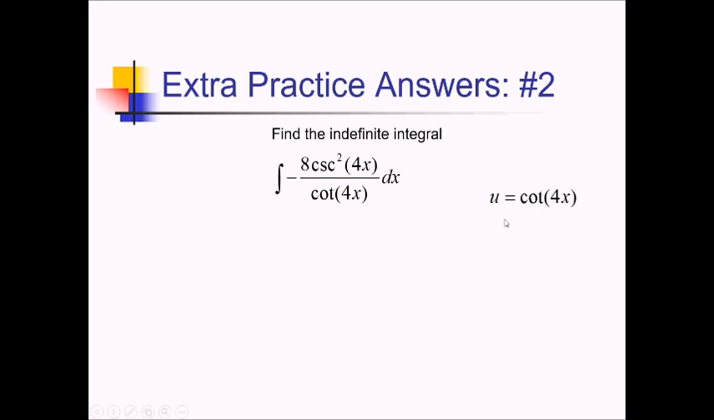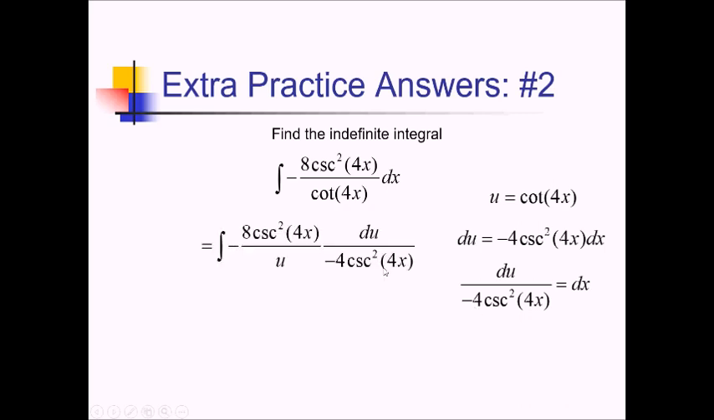So then the derivative would be negative 4 cosecant squared of 4x. And then dividing by all that, we have du over all that craziness equaling dx. Now let's substitute some things back in. We can write this as negative 8 cosecant squared of 4x over u, and then dx again is going to be du over negative 4 cosecant squared of 4x.